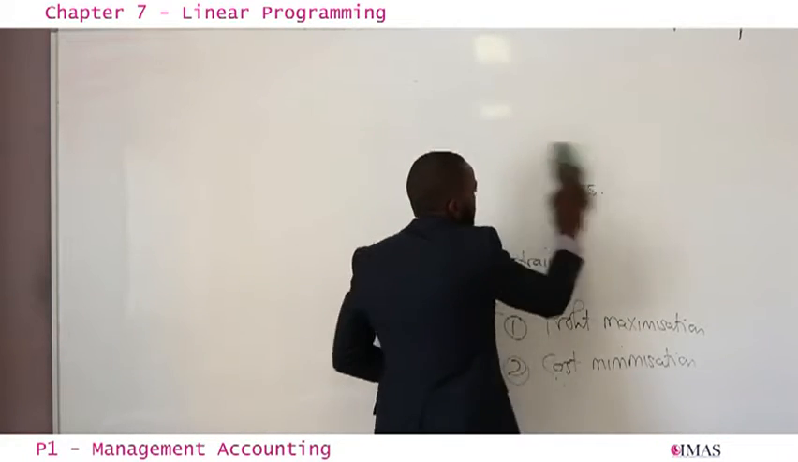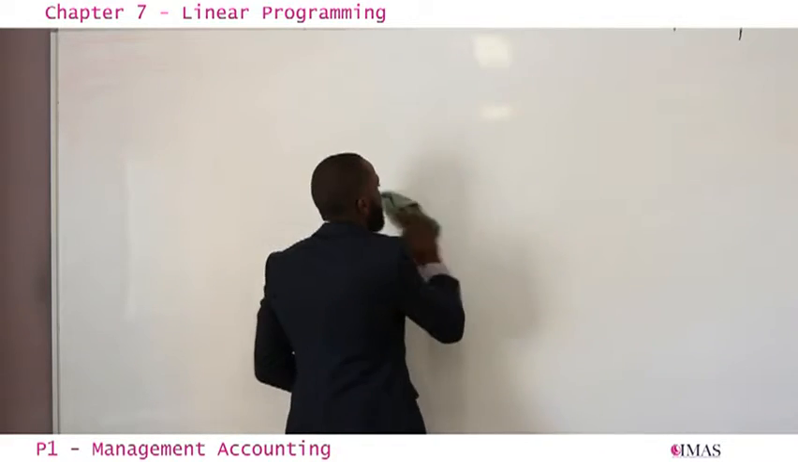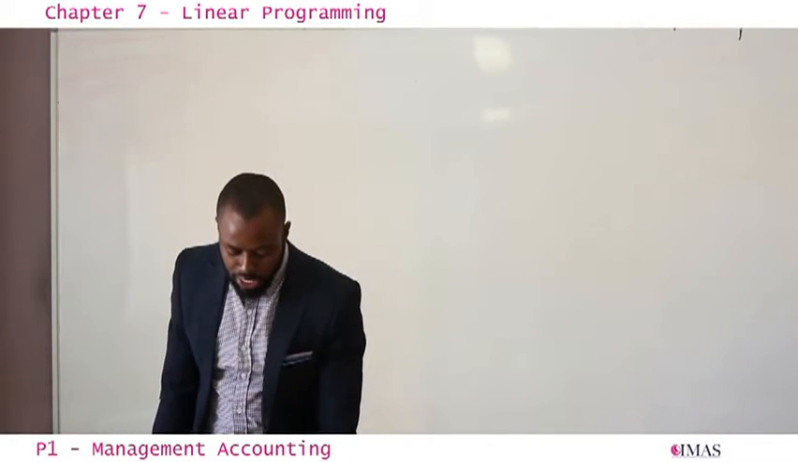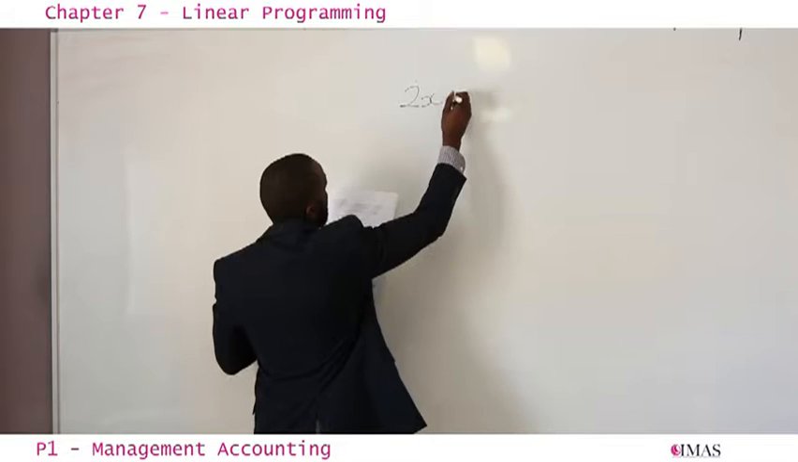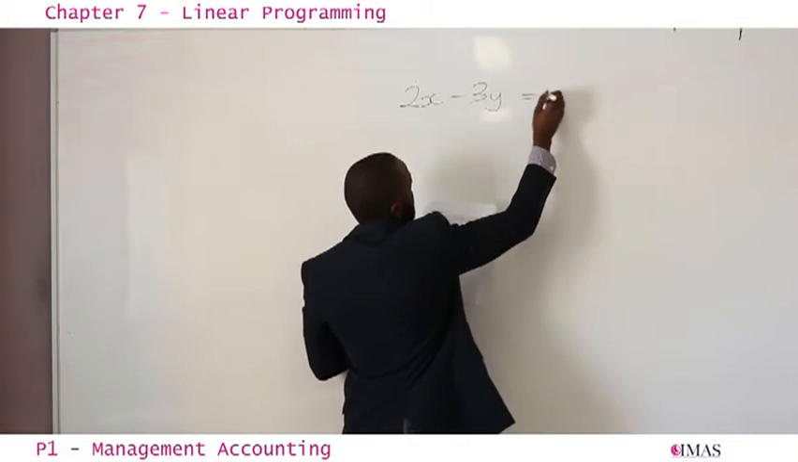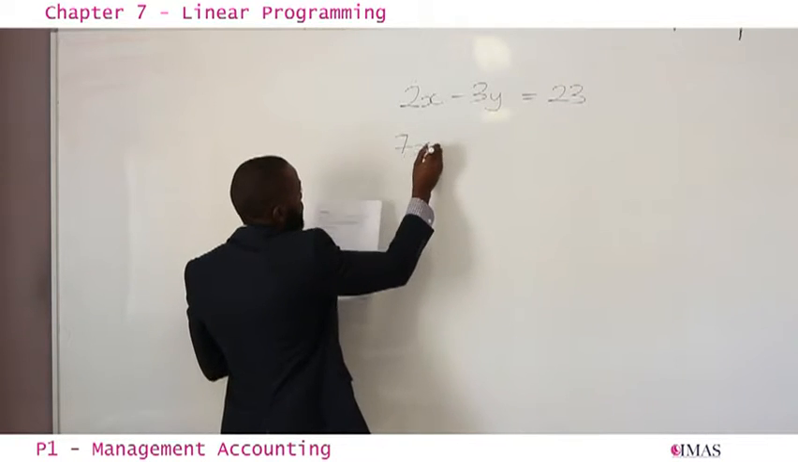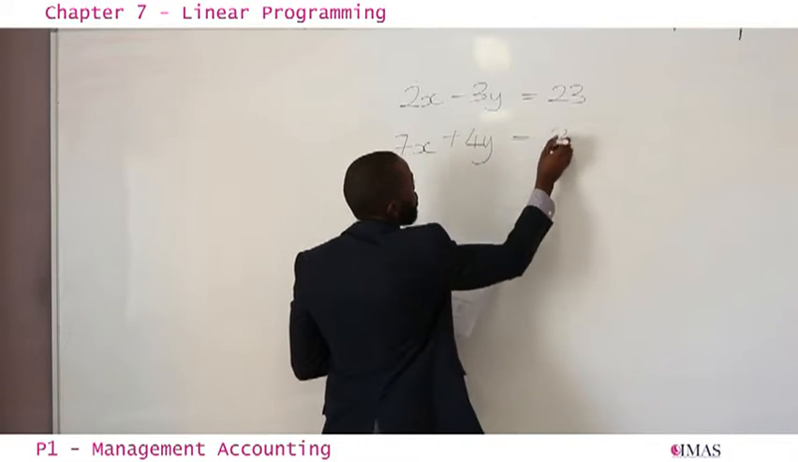Before we look at how we use linear programming, first we have to revise our basics in maths, because in linear programming we'll be looking at simultaneous equations. On slide number 2, we want to solve a simultaneous equation. You can stop the video and try out that question, then we can do it together. The simultaneous equations are 2x minus 3y is equal to 23 and 7x plus 4y is equal to 8.